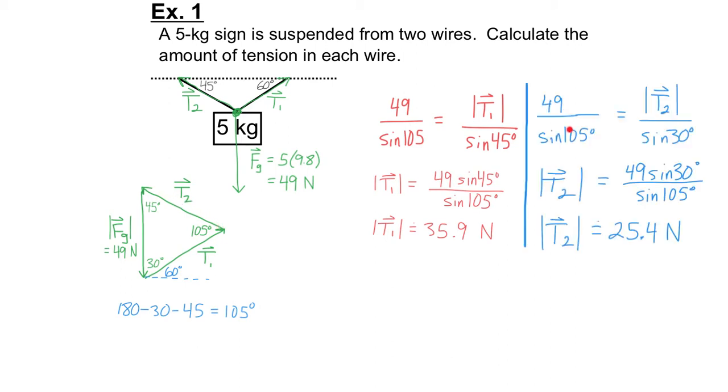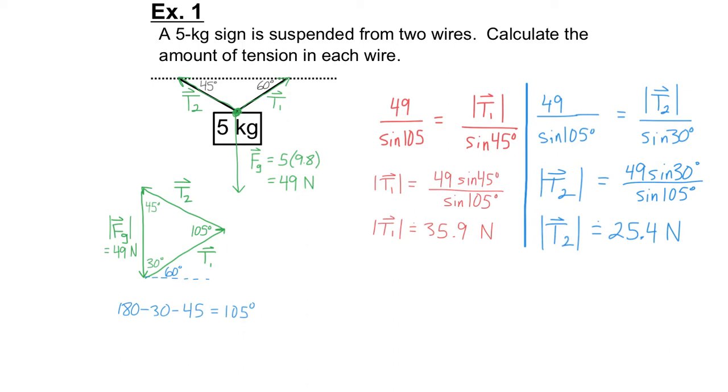Now I'm going to do a similar thing to find the tension in the second wire, T2. So 49 over sine 105 equals T2 over sine 30, because those are opposites. Rearrange: 49 times sine 30 divided by sine 105. I get 25.4 newtons for the magnitude of T2.